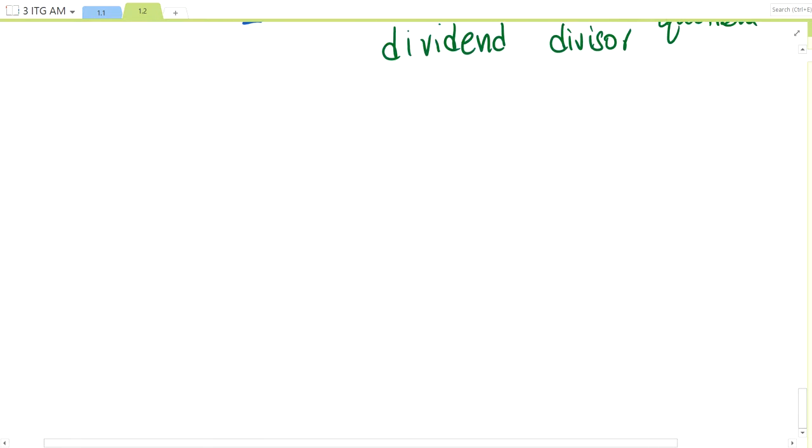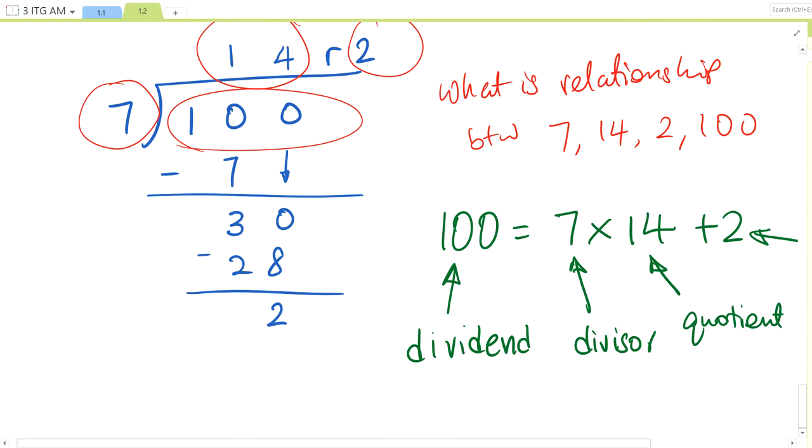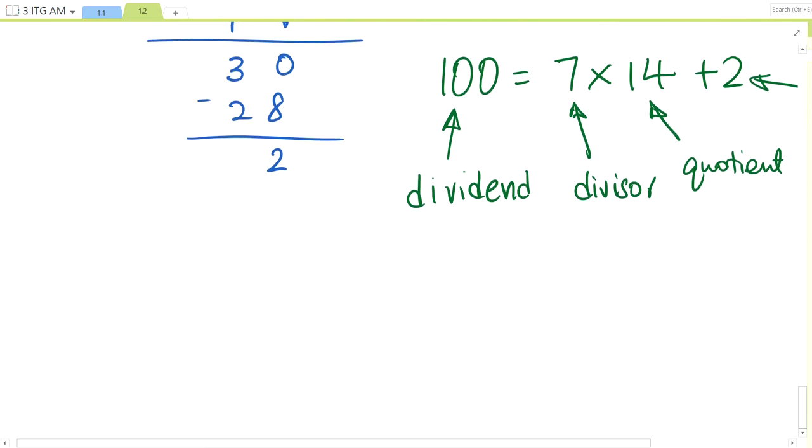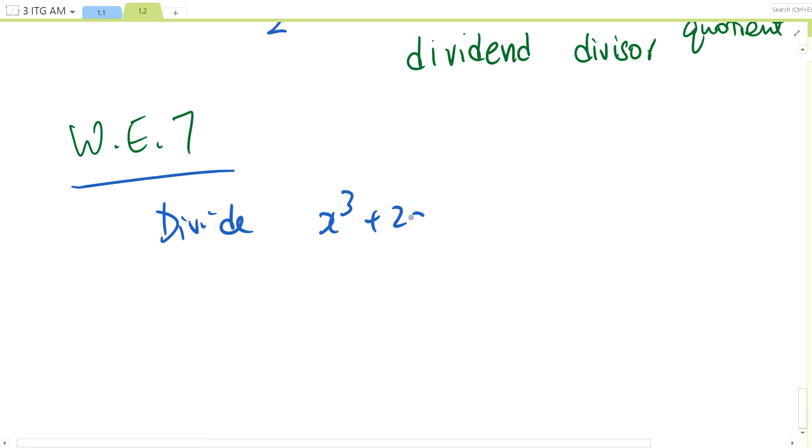Now, we are going to use this same algorithm. This is known as an algorithm. Okay, it's just a big word. Next time you'll use it more, okay? For polynomials, we are going to divide. Let's take a look at worked example 7. Divide x cubed plus 2x minus 7 by x minus 2.